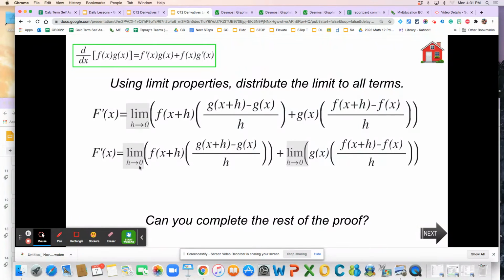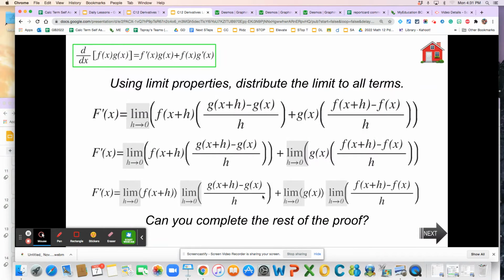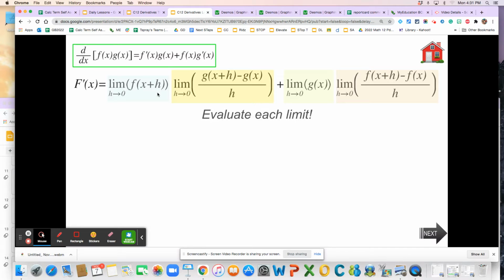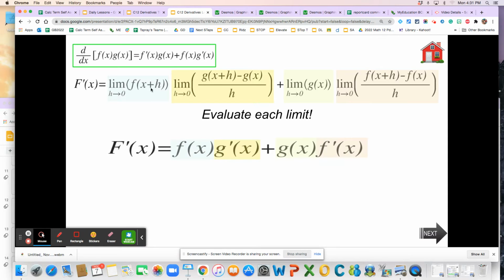As h goes to 0, some pretty interesting things are going to happen. As h goes to 0, this is going to 0. This is going to f of x. As h goes to 0 here, that's the definition of derivative, so that's going to be g prime of x. As h goes to 0 over here, this is going to be g of x. And as h goes to 0 here, that's going to be the derivative of f.